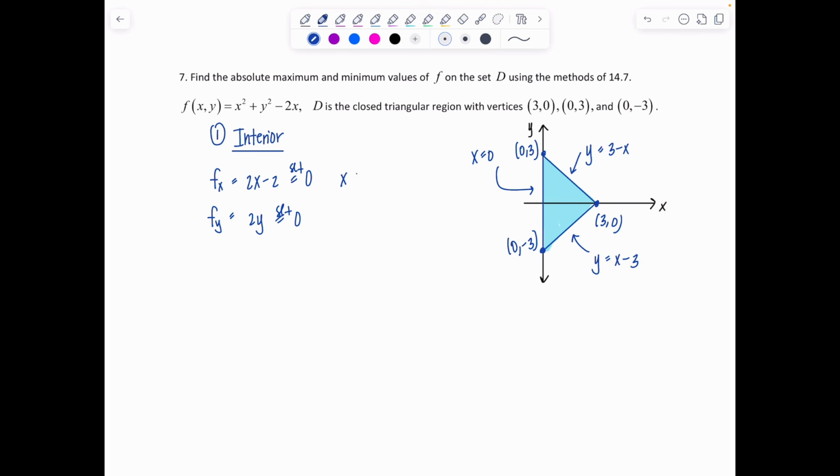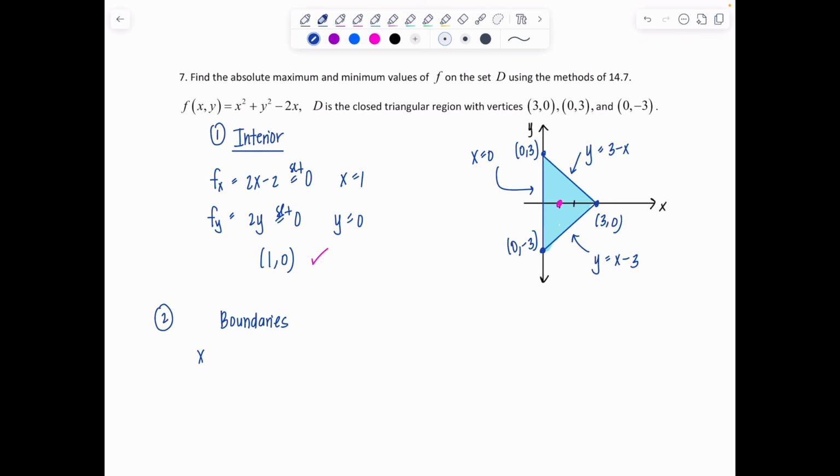So that happens if x is 1 and if y is 0. And then just always make sure, is that critical point inside the region D? Yeah, 1, 0. I didn't really label, I was being lazy, but 1, 0 is right here. That's fine, we're good to go. That's in the region. Some of them you gotta throw out. Okay, boundaries. I have 3 boundaries to check.